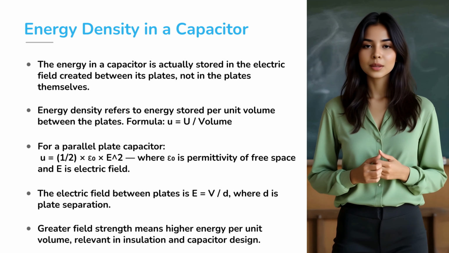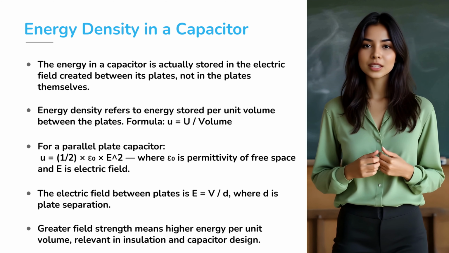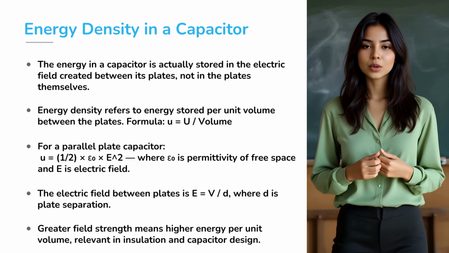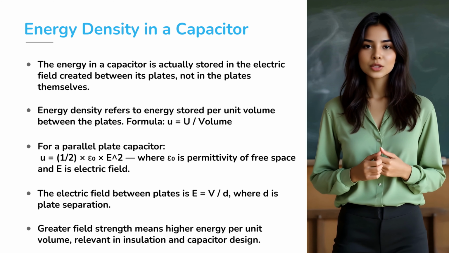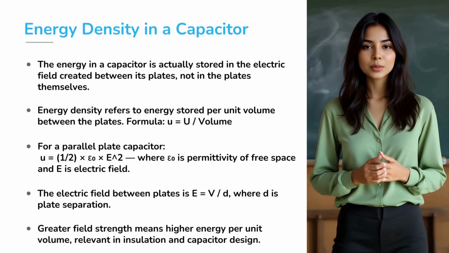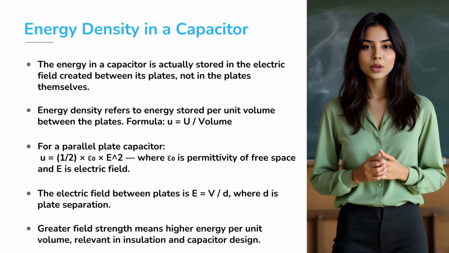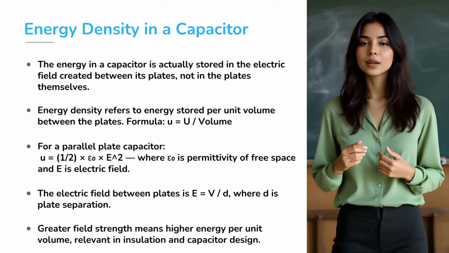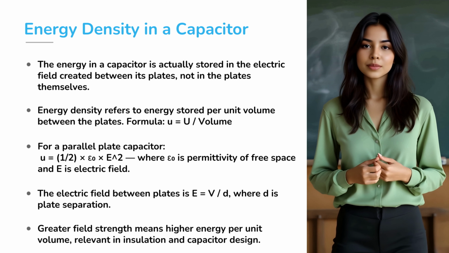Now, for a parallel plate capacitor, the energy density can also be expressed in terms of the electric field. It becomes u equals 1/2 multiplied by epsilon naught multiplied by E squared, where epsilon naught is the permittivity of free space, approximately equal to 8.85 times 10 to the power minus 12 farad per meter, and E is the electric field, measured in volts per meter.